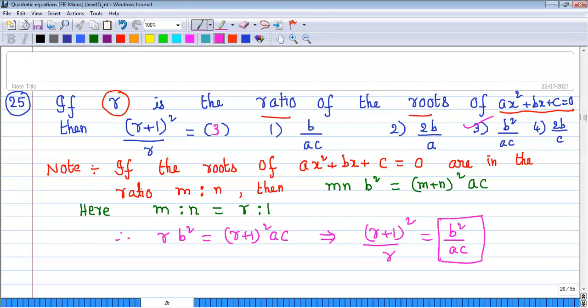Sometimes the same question may be given like this: one root of ax square plus bx plus c is equal to 0 is r times the other. That is also ratio equal to r, r is to 1 only.